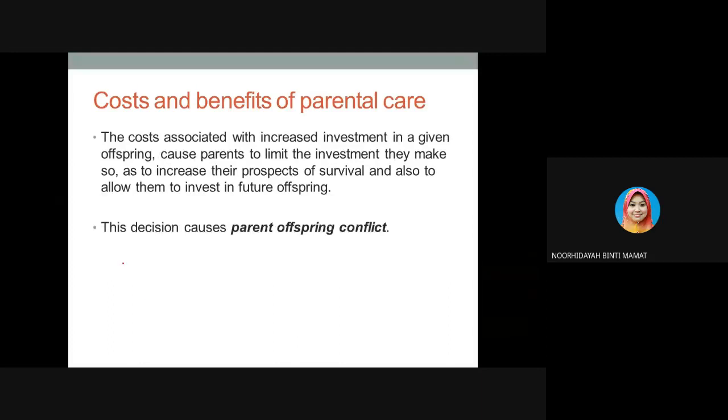The costs of parental care are associated with the increased investment in a given offspring, and can cause parents to limit the investments they make, so as to increase their prospect of survival, and also to allow them to invest in future offspring. Okay, and this decision can cause parent-offspring conflict. Later on we will study parent-offspring conflicts.